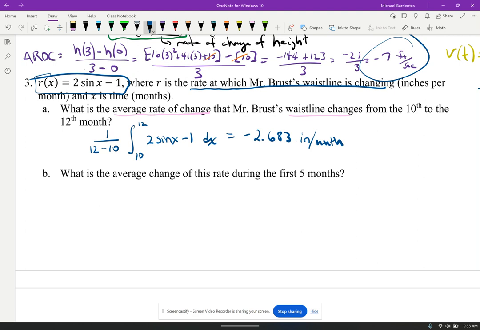Maybe he started working out at the beginning of the year. By the time we get to October, hey, he's losing some weight.